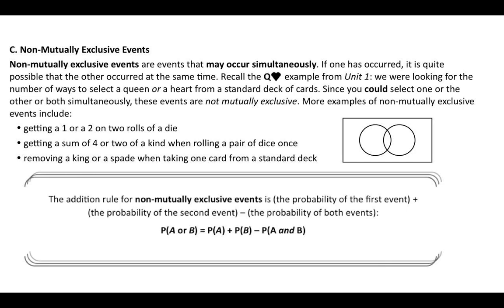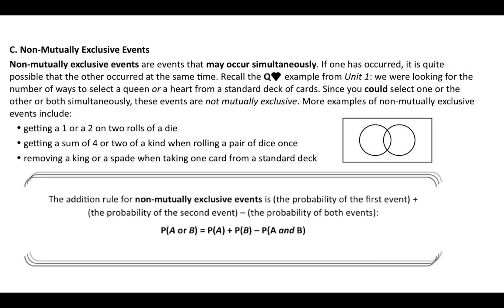So here are some other examples of things that are non-mutually exclusive. You could actually get an event where both those things happen. Getting a 1 or a 2 on two rolls of a die: I could actually get a 1 on the first and the 2 on the second, or a 2 on the first and the 1 on the second. Getting a sum of 4 or 2 of a kind: well, 2 of a kind would be a pair of 2s, and a sum of 4 would be a pair of 2s or a 3 and a 1 or a 1 and a 3. So now we don't want to double count because there is going to be an event that can meet both of those criteria.